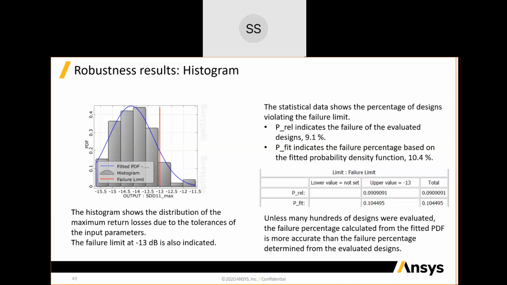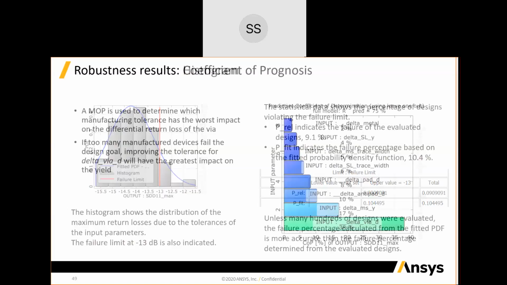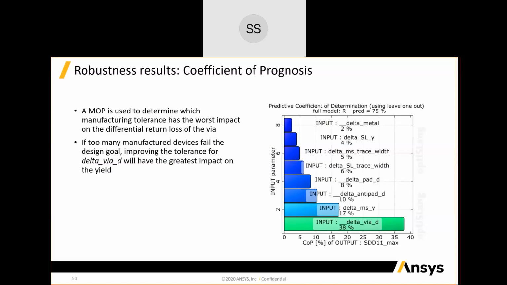So I always go with the fitted data in this scenario. Since we have a Metamodel, optiSLang will also tell us which of the input parameters has the largest impact on the differential return loss. In our case, we're seeing that the delta in the via diameter is causing the greatest change in the differential return loss.